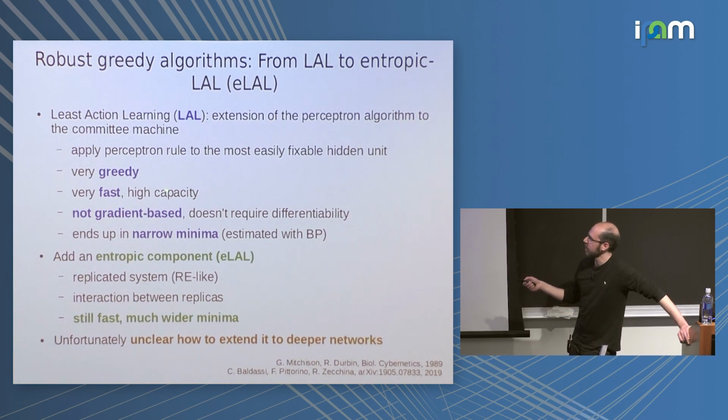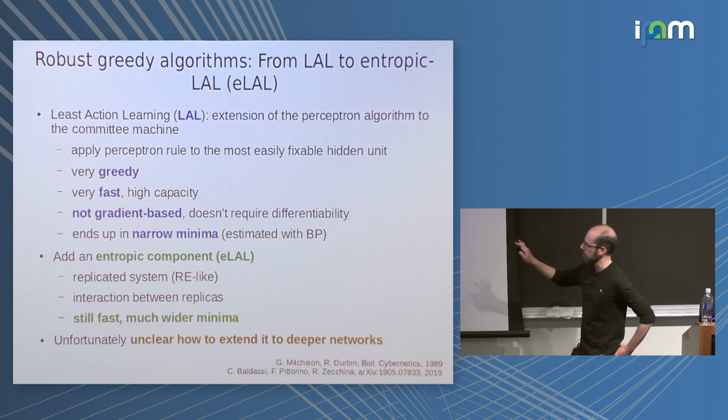Anyway, the way it works is that, as Jan was saying, you just present a pattern, you check whether the classification was correct or not. If it's correct, you do nothing. If it's wrong, then you look for the unit that is the most easily fixable, and you apply the perceptron rule to that. This is very greedy, it's very fast, it has actually very high capacity, more, I should say, than stochastic gradient descent, at least on random patterns and committee machines. It's interesting in a sense because it's not gradient based, and it doesn't require that the network is differentiable. However, it ends up in very narrow minima that we measured by using belief propagation, as I mentioned before.